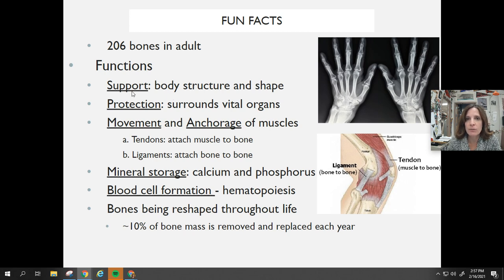If you can imagine your body without bones, it would look pretty funny, like a slug. Protection, so some of the bones surround vital organs. Movement and anchorage of muscles.